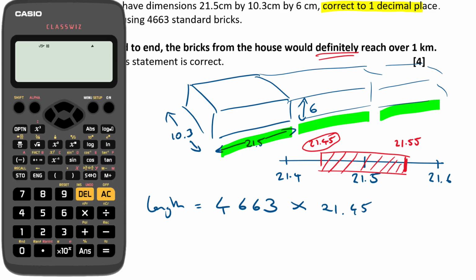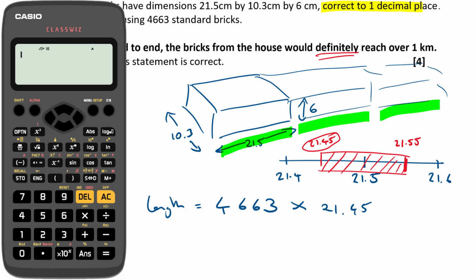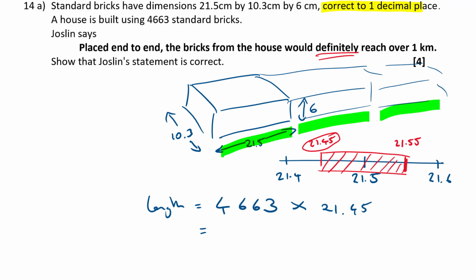21.45. Okay, calculator, what is that? 4,663 times 21.45. Well, that comes out to be 100,021 and change, 0.35. Okay, so that's in centimeters, isn't it?